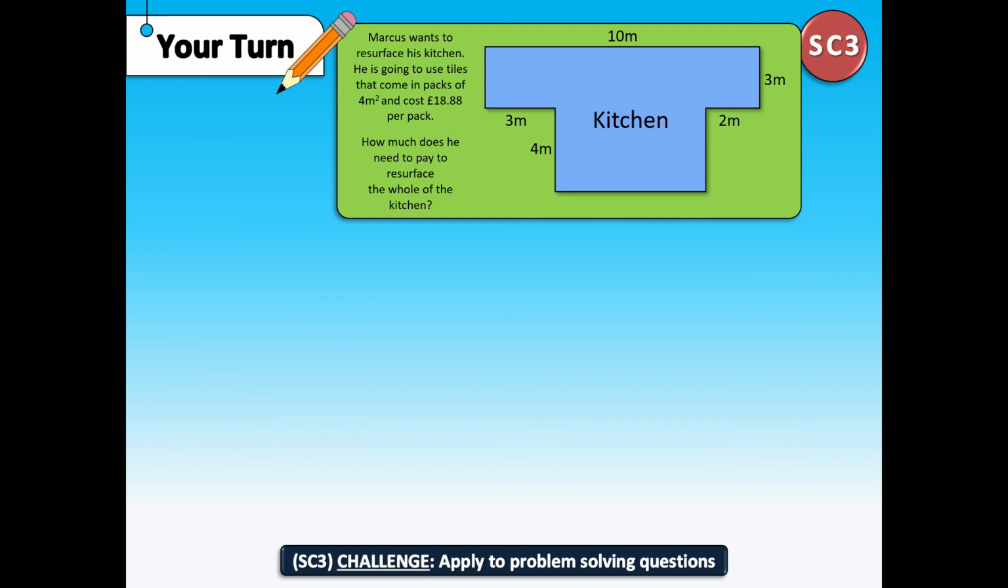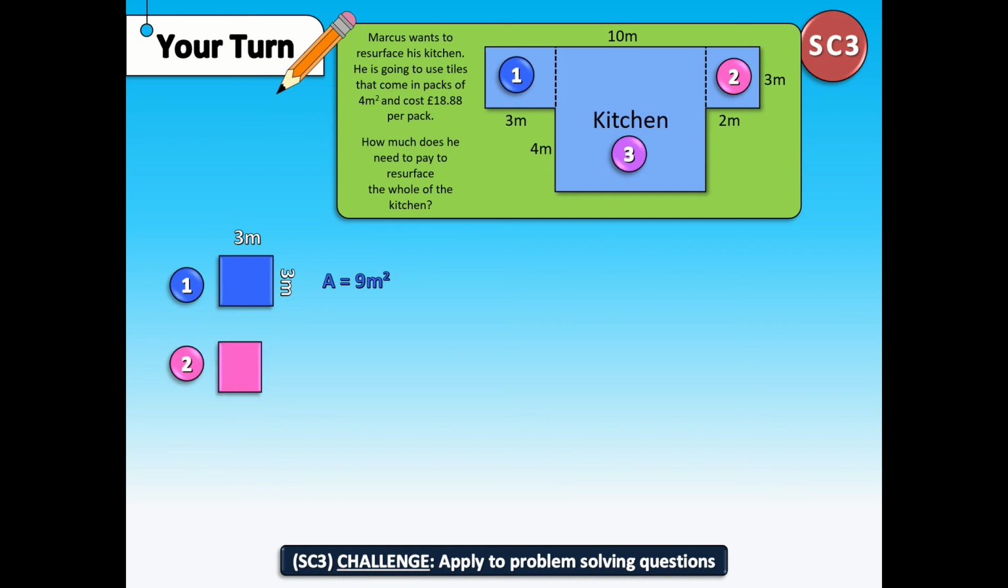So for the green question, first thing we need to do is work out the area of the kitchen. So we can split it up into 3 rectangles and find the area of each rectangle. The first rectangle is 3 meters by 3 meters. So that's an area of 9 meters squared.